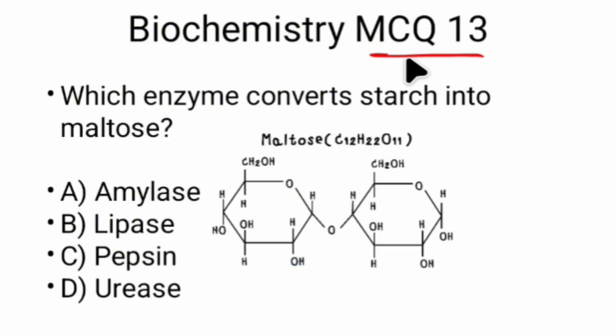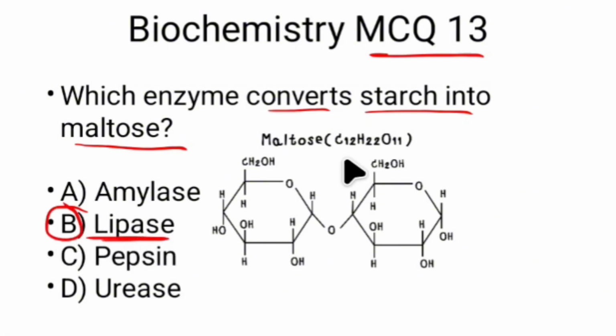Question number 13. Which enzyme converts starch into maltose? The correct option is B. Lipase is an enzyme which converts starch into maltose.